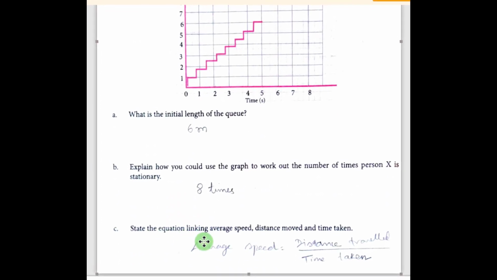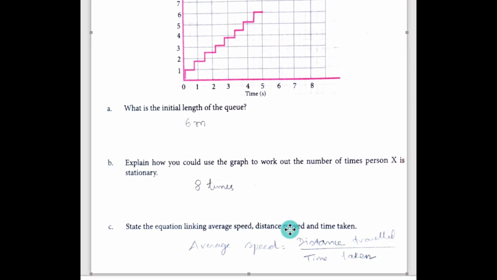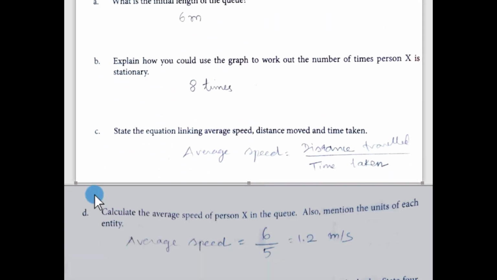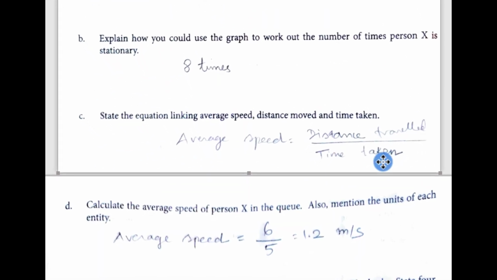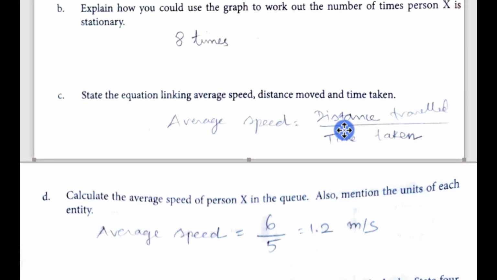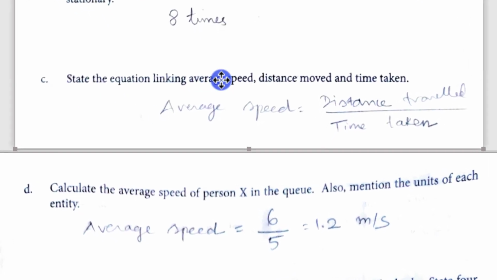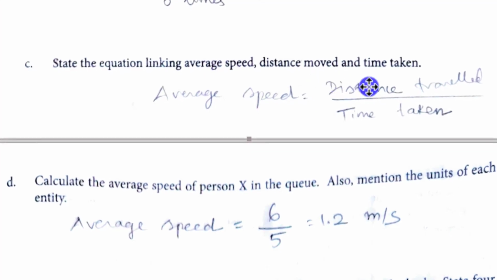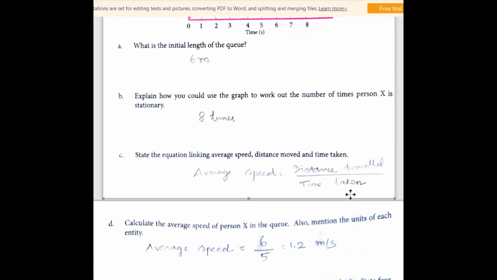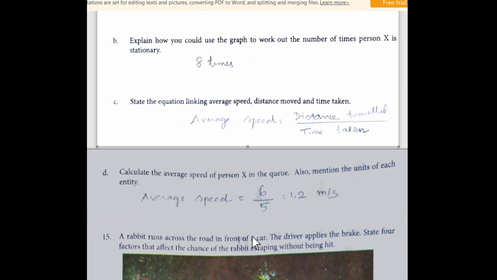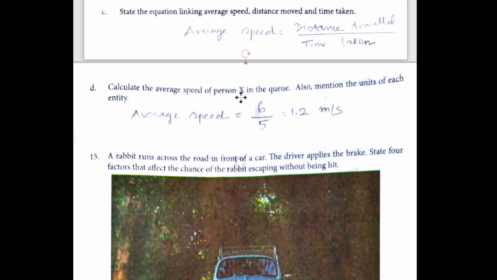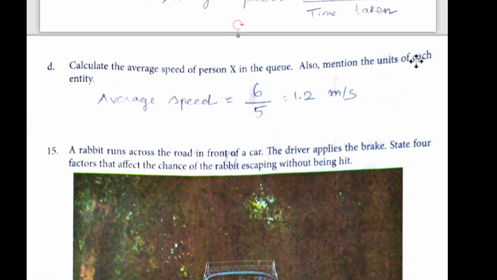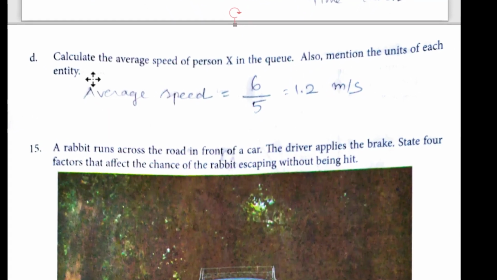State the equation linking average speed, distance moved and time taken. We know that average speed is equal to total distance traveled by total time taken. Okay, remember this formula. Here they are asking average speed, so you have to add the word total distance traveled by total time taken. Then calculate the average speed of a person X in the queue. Also mention the units of each entity.